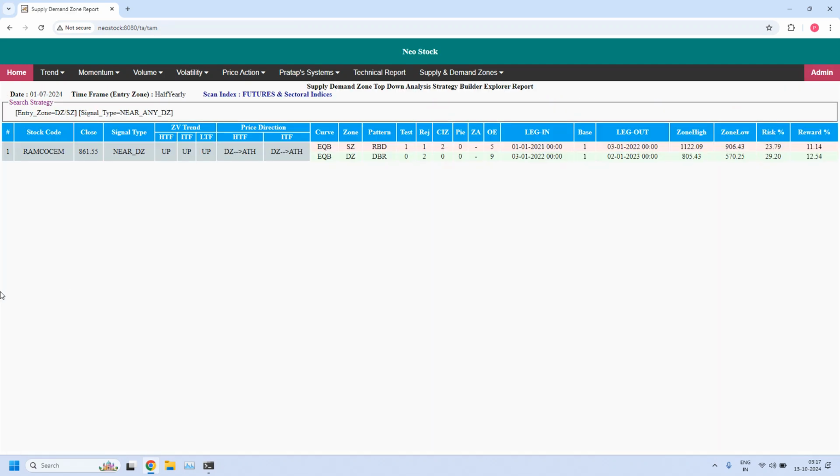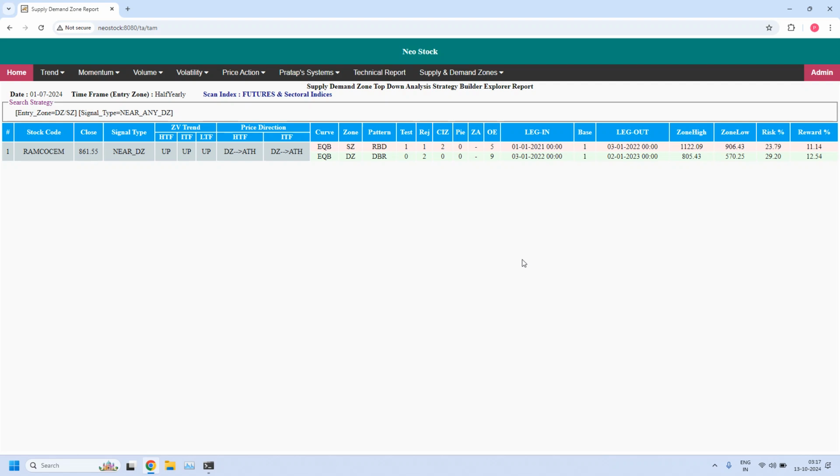Only one stock is filtered near the half yearly demand zone. So I'm giving you only a few seconds to watch the report. After that I will proceed with the next report, so you need to pause the video. You need to study all the columns. You can also draw the zones in the charts by taking leg in, leg out timestamps and base candle count. After that you can further proceed.